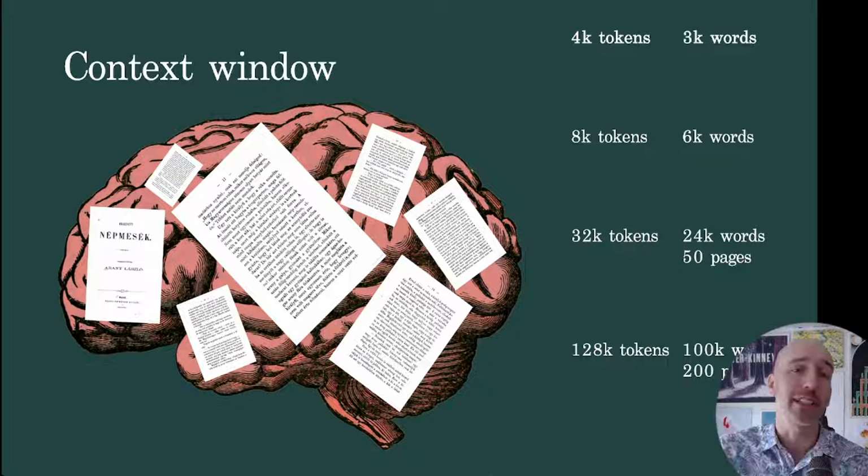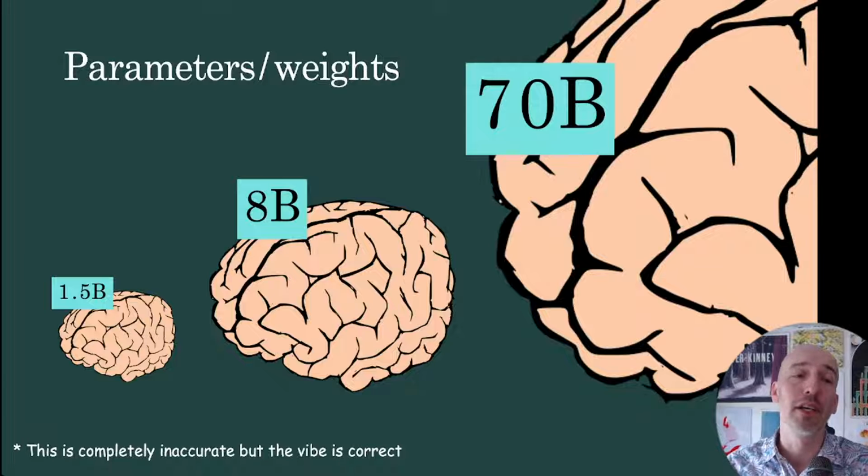So context window, you don't always see. Usually someone's bragging if they made a large context window version of something. So it'll say 128K, and you say, wow, that's a big one. Love that for you. The most important number is probably the parameters or weights.